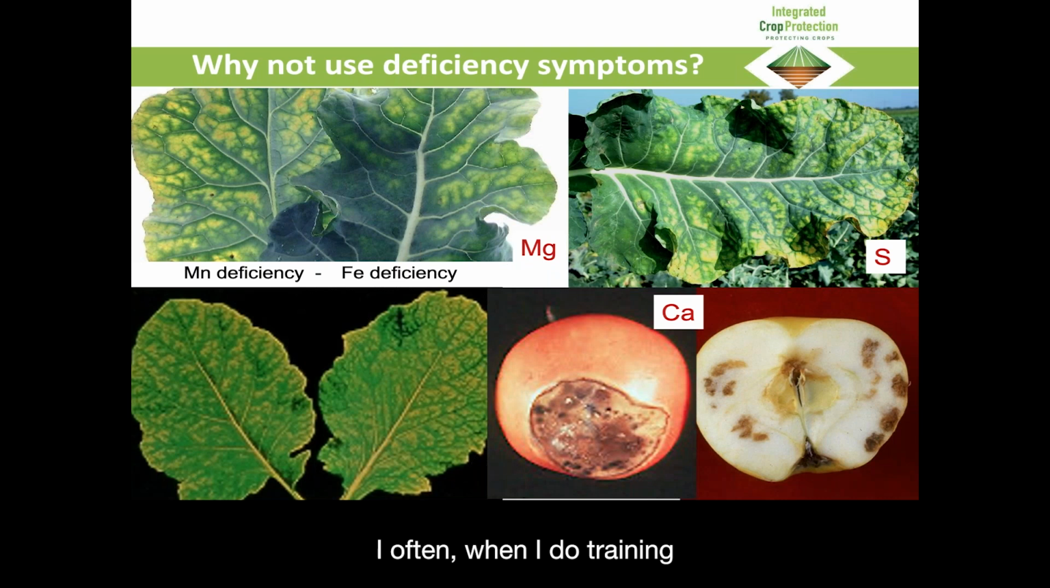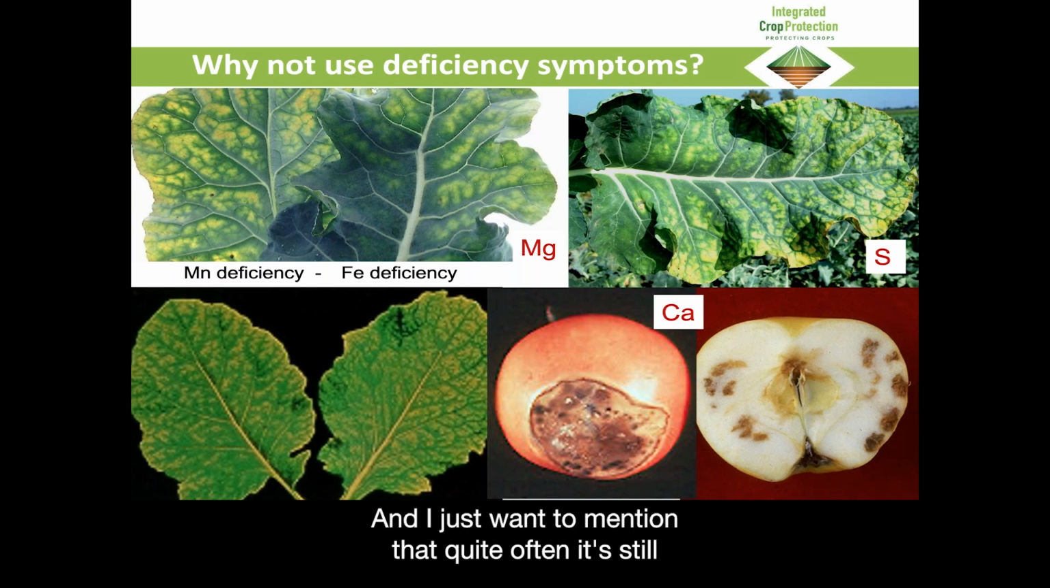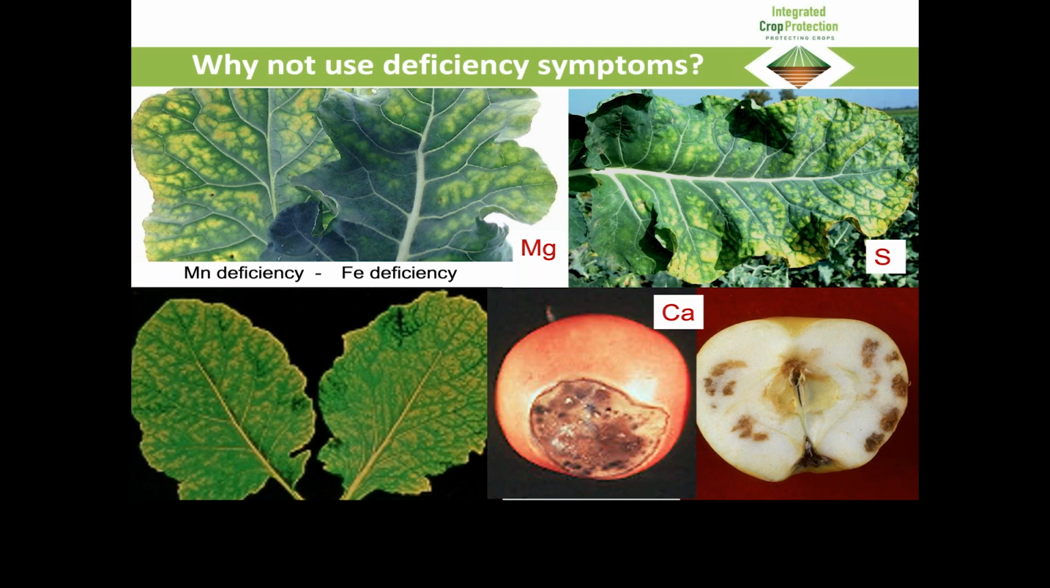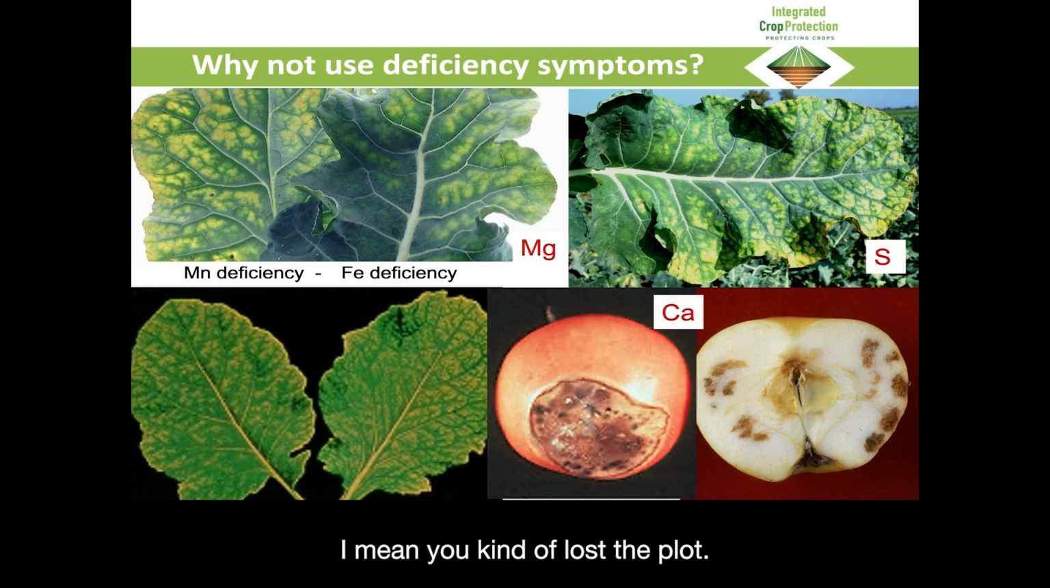When I do training in nutrition management, I'm often asked why I don't show pictures of deficiency symptoms. I just want to mention that it's quite often still used in presentations, in teaching, in books. If you look at the bottom left, magnesium and iron deficiency, you can't actually distinguish them. Sulfur and manganese deficiency is very hard to tell apart, and you never want to plant that bad anyway. I mean, you've kind of lost the plot.